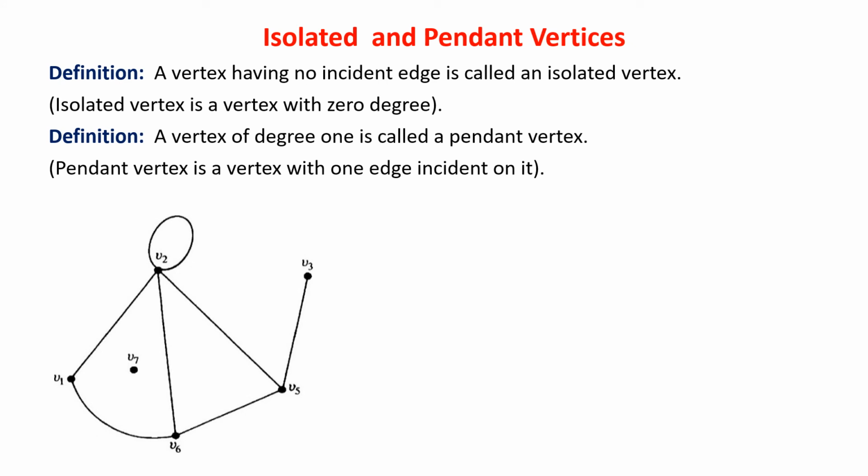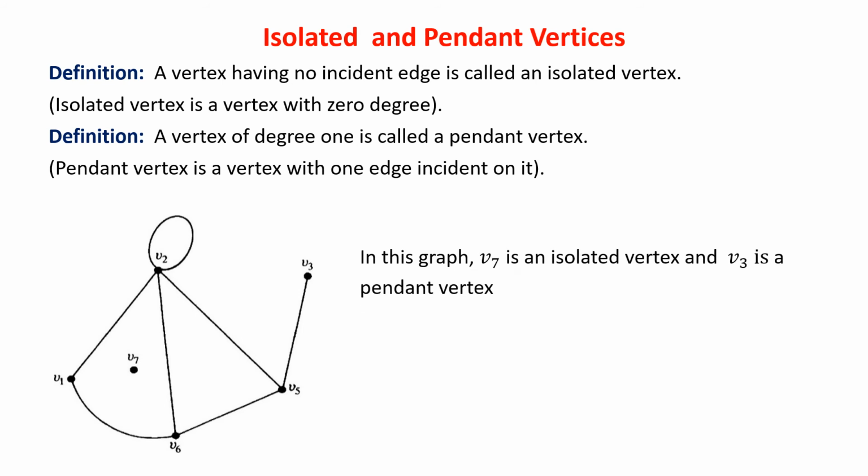Now consider the graph. Here this is a graph with 7 vertices. Here V7 is a vertex with no edge incident on it. So V7 is of 0 degree and it is an isolated vertex. Now consider V3. V3 has only one edge incident on it, so its degree is 1. So V3 is a pendant vertex.